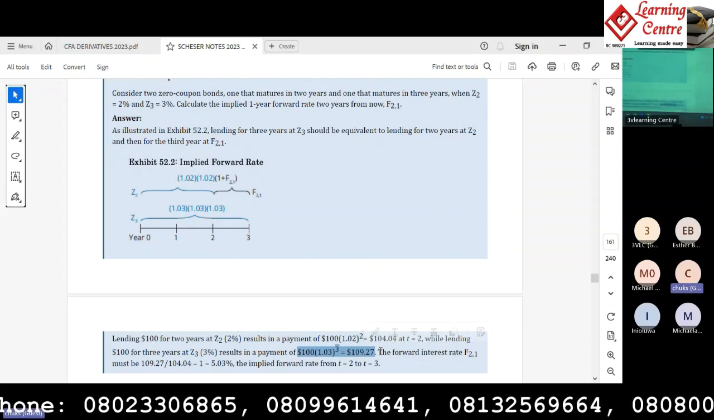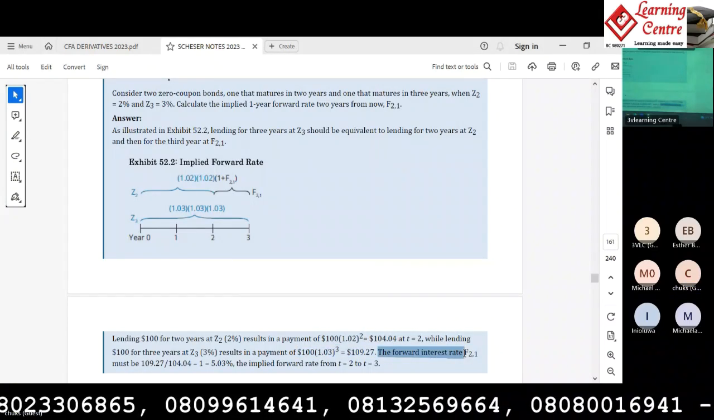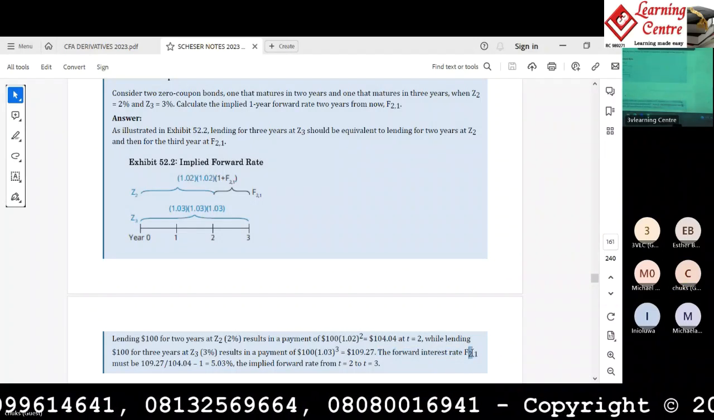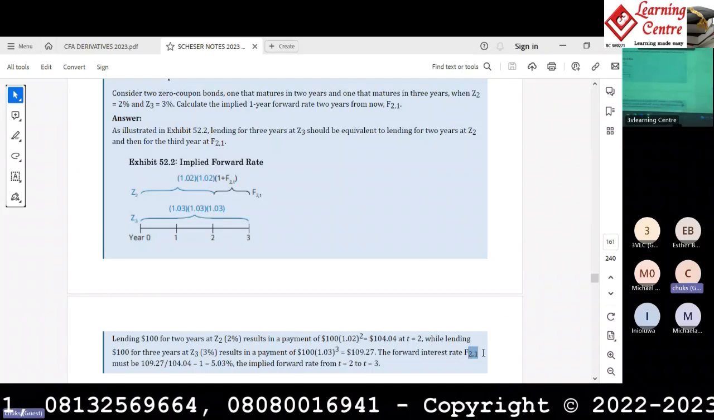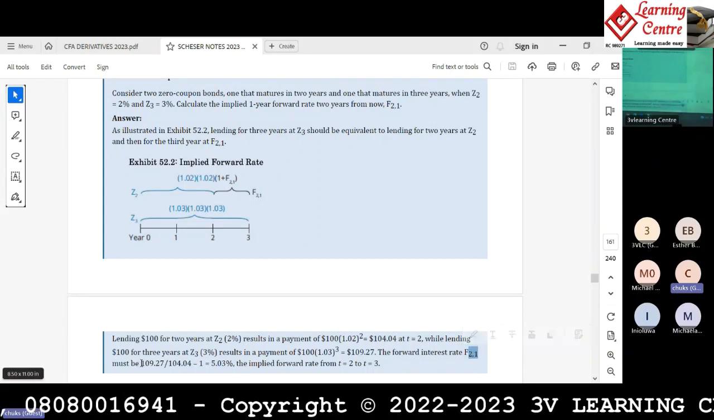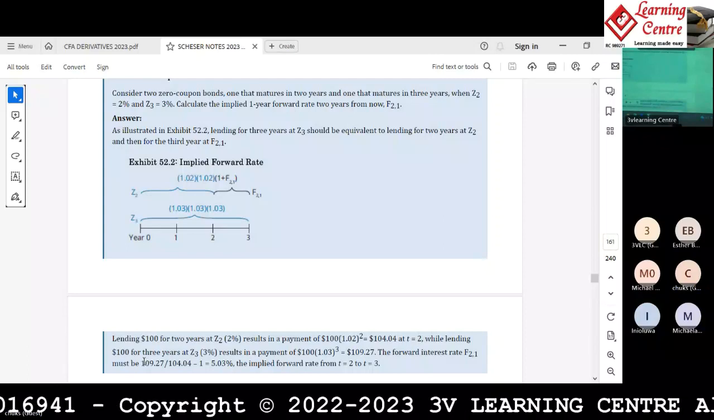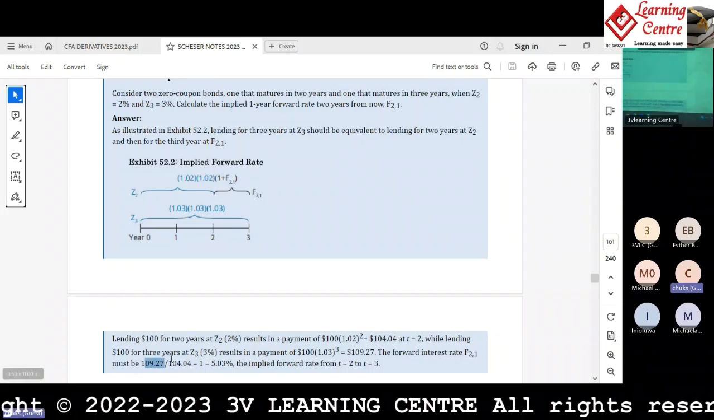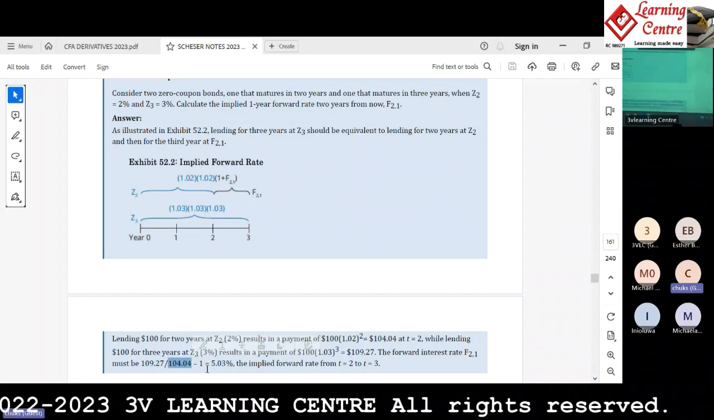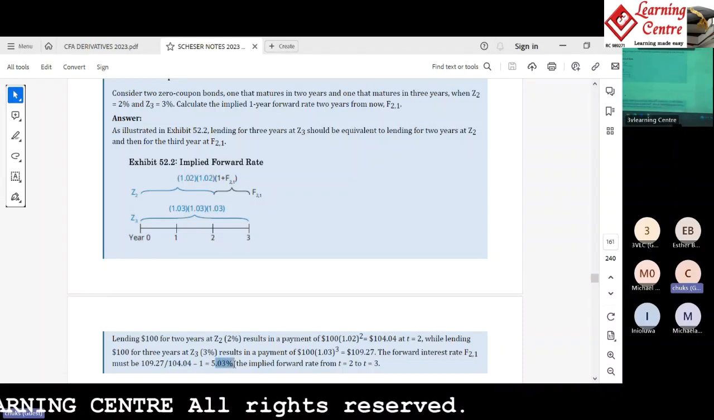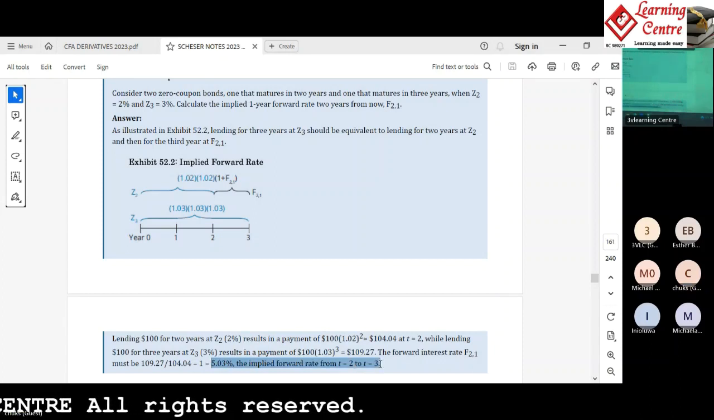Now, the forward interest rates. The forward interest rate 2 years from now for a 1 year period. Remember this connotation. 2 years from now for a 1 year period must be this value of in 3 years divided by the value in 2 years minus 1. So like new over old minus 1. So if you are calculating difference, basically, must be 5%. So this is the implied forward rate from period 2 to period 3.